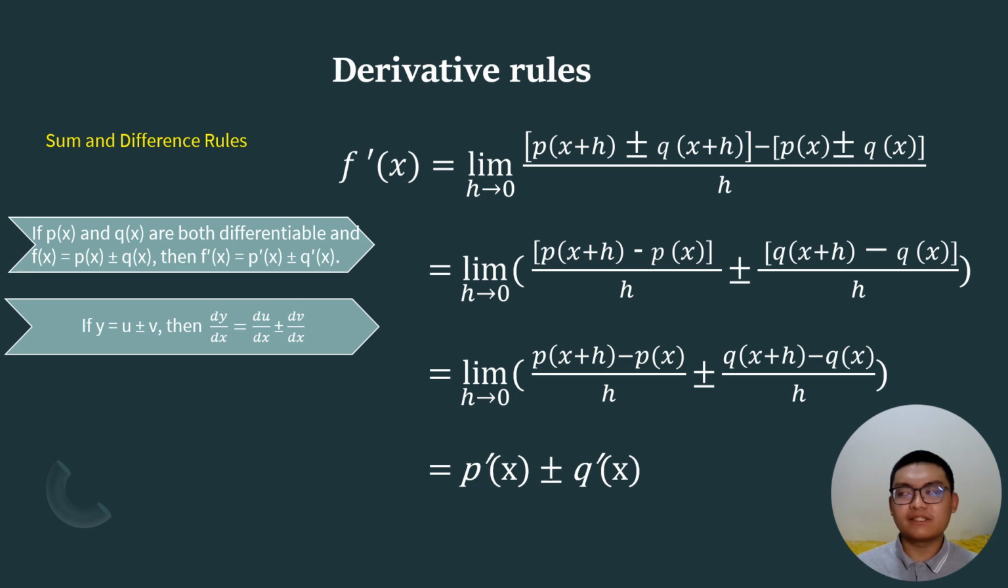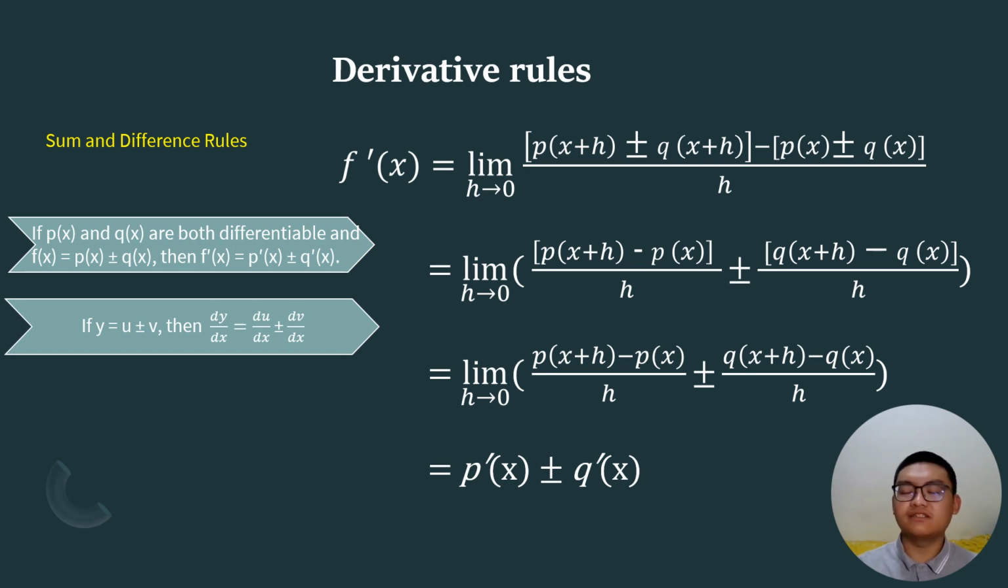We can split this into two parts. The limit as h approaches 0 of the expression p of x plus h minus p of x all divided by h, plus or minus the limit as h approaches 0 of the expression q of x plus h minus q of x all divided by h. This simplifies to the derivative of p of x plus or minus the derivative of q of x.